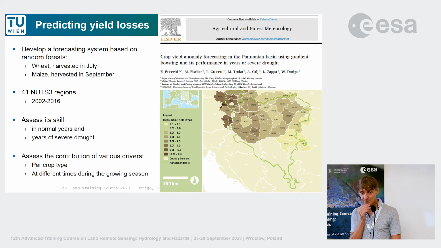So what we did is develop a forecasting system using machine learning. We wanted to exploit what we can do in machine learning, so we used XGBoost, a gradient boosting method. We predicted the yield forecast of wheat, which is harvested in July in this area, and maize, which is harvested in September. We did this at the NUTS 3 level, so province level, and assessed it for normal years and years of drought.